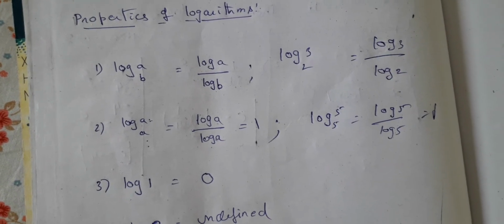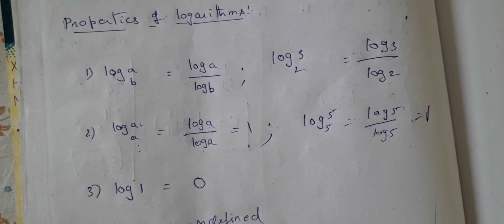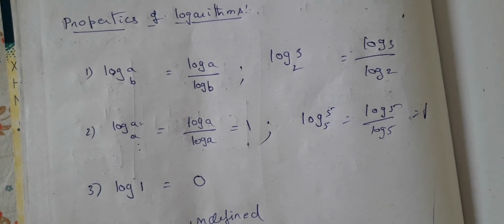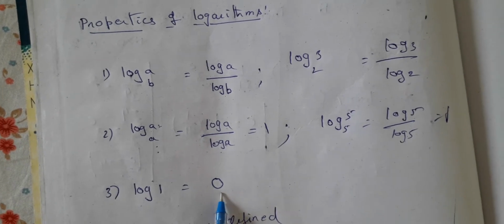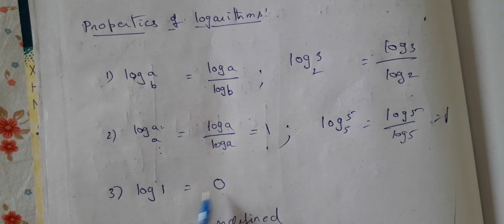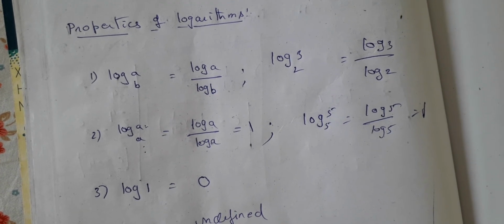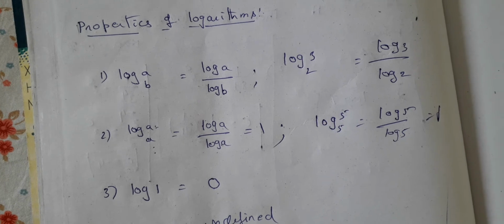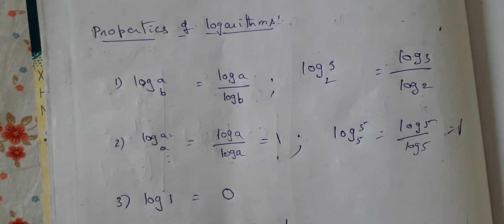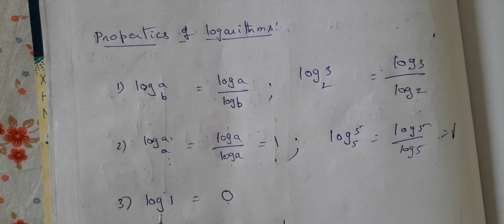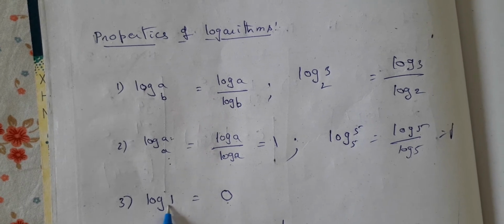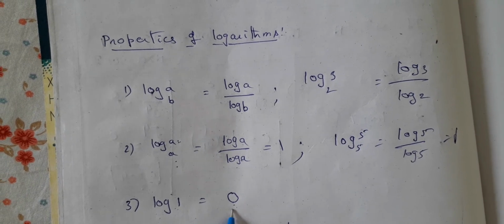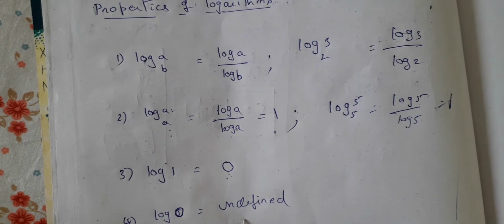And the next one is log 1 is 0. Log 1 is 0, 0 being the power, is it not? Anything power 0 is always 1, except 0 power 0 and infinity power 0. Okay, anything power 0 is always 1. So therefore we got the power to be 0 here. So log 1 is equal to 0, and log 0 is undefined.